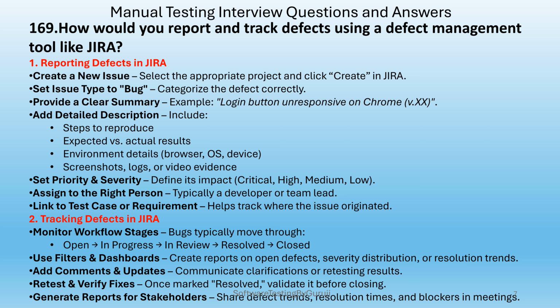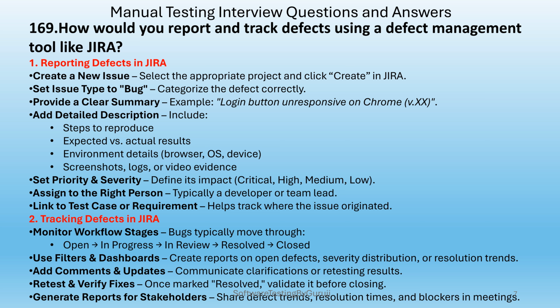Add detailed description, includes steps to reproduce, expected versus actual results, environment details, browser, operating system, device, screenshot, logs, or video evidences. Set priority and severity, define its impact: critical, high, medium, low. Assign to the right person, typically a developer or a team lead. Link to test case or requirements, to help track whether the issue is organized. This is the way we can report defect in Jira.